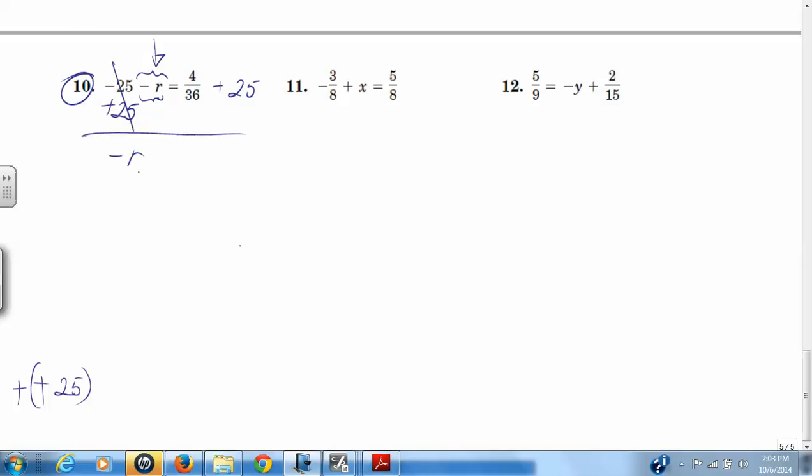I have negative r equals, well, first of all, looking at 4 and 36 here, what can you guys tell me about it? Can we simplify? Can we write that in a better way? 4 over 36.